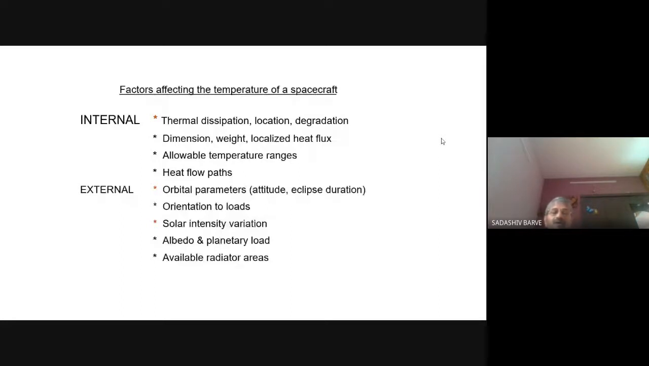And albedo and planetary load variation on different surfaces during an orbit, and available radiator area. What happens? For some small satellites, the amount of energy they need to throw out gets limited, because the satellite size itself will be very, very small. So radiator area also becomes one of the parameters.